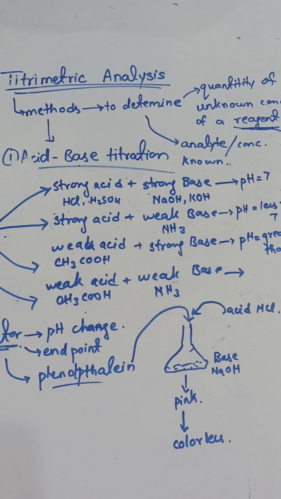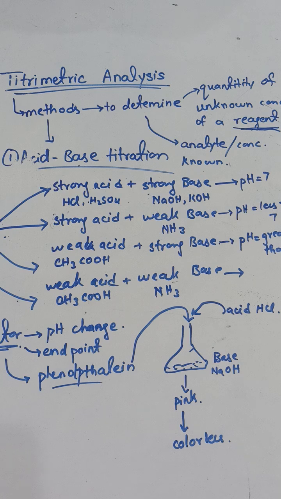And we can use other indicators, not only phenolphthalein. We can use methyl orange, we can use bromothymol blue, we can use litmus paper, any indicator we can use. So after discussing the whole components of titration, I'm going to tell you the whole process of titration, so how the titration is going to occur. So let's discuss it.